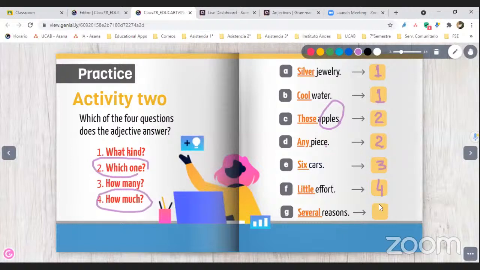So we're actually going to practice a lot of what we saw today. We're going to practice these 4 questions so you can identify which are answered by the adjectives. And we're going to do other activities next week about adjectives, okay?